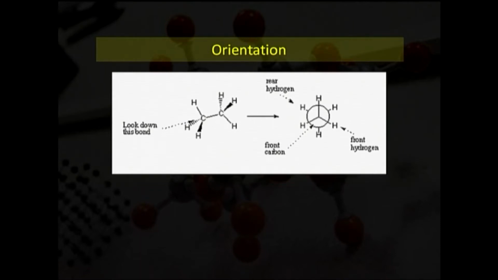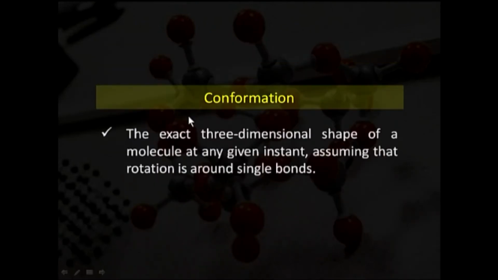The bonds of the rear atom emerge from the side of the circle. So, this is the rear hydrogen, and this is the front hydrogen, and this is also the front carbon, and this is the side from which we are looking down this bond. Now, it is of various types: the exact 3-dimensional shape of a molecule at any given instant, assuming that rotation is around a single bond.